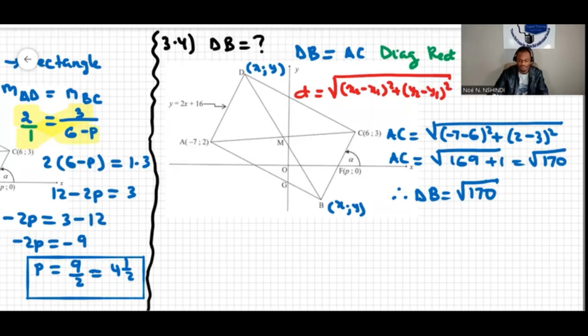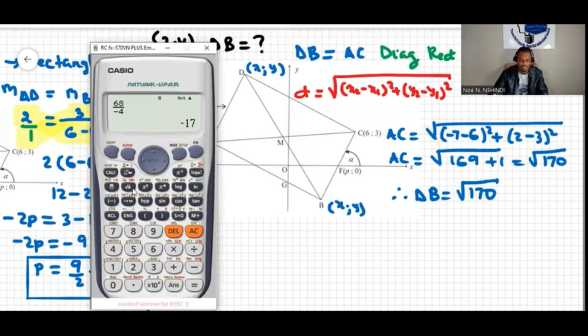I can't really simplify this, okay? If I check in the calculator here, root of 170, I think I'll leave it like that. The square root of 170 is going to be the same thing. Yes, it's going to be like that. So DB will be the square root of 170 units.